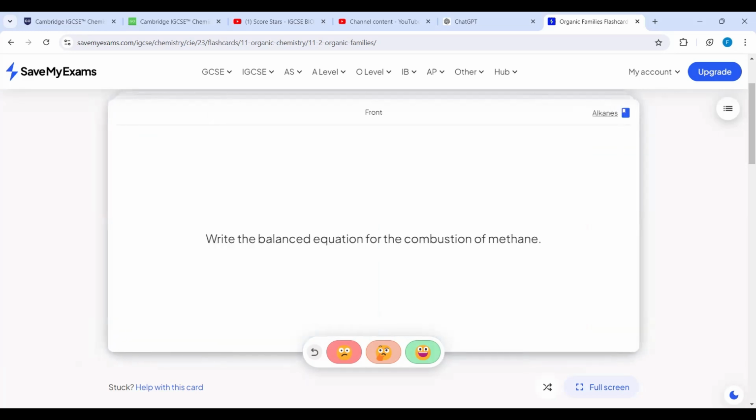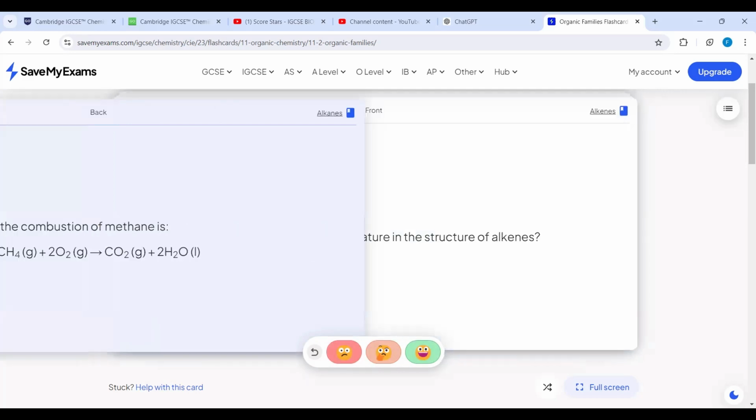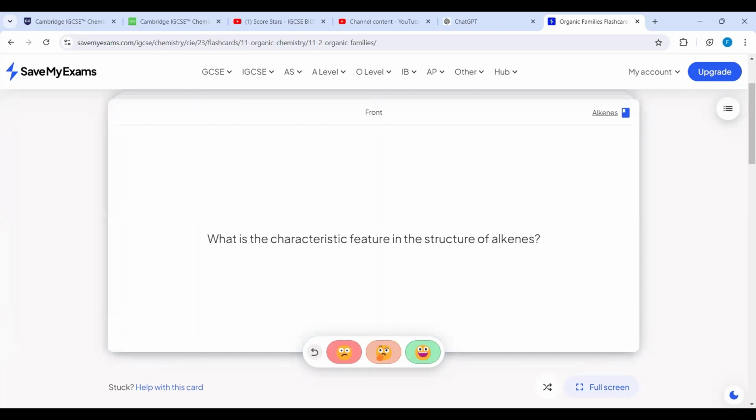Okay, write the balanced equation for the combustion of methane. The balanced equation for combustion of methane is CH4 with oxygen gives you carbon dioxide and water. These are the products which you're going to get for any alkane which undergoes combustion. What is the characteristic feature? Okay, now we will stop here.